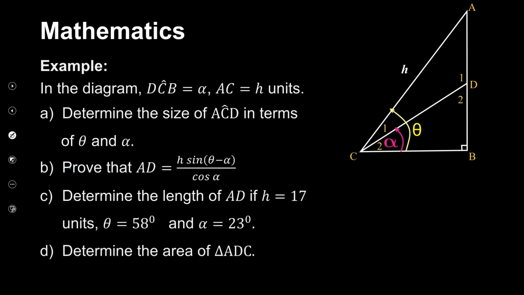So this example says, in the diagram DCB equals alpha, AC equals 8 units. They want us to find the size of ACD in terms of theta and alpha. And then there's a few other questions, we'll get to that in a minute. Let's begin with the first question: finding the size of ACD in terms of theta and alpha.